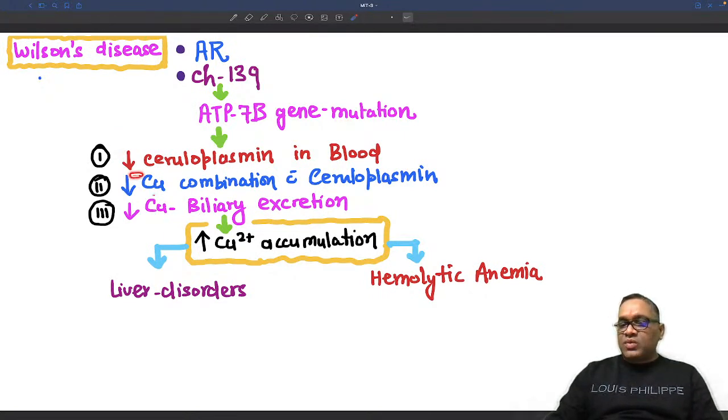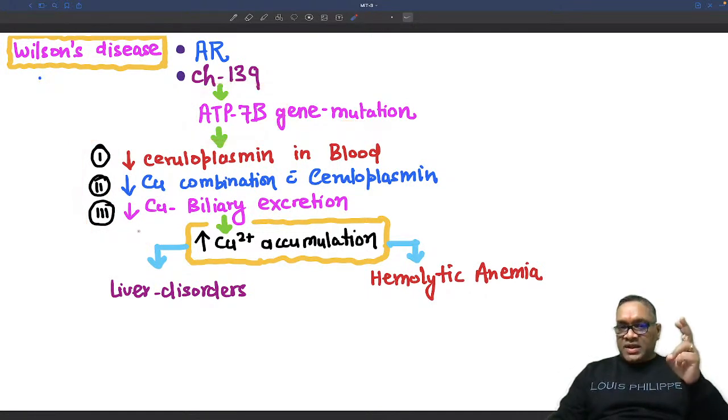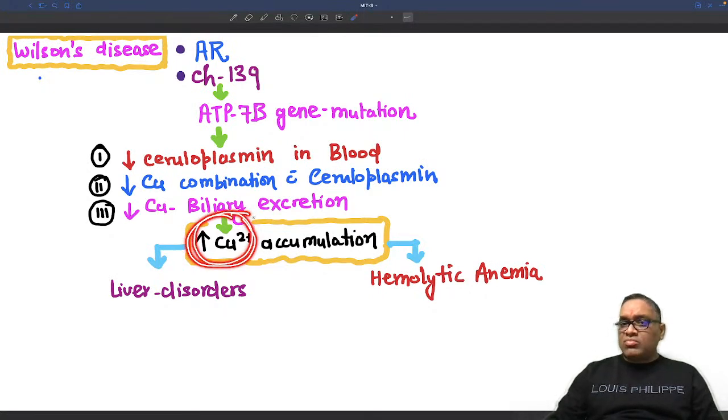If ceruloplasmin is low, what will happen? The combination of copper with ceruloplasmin will also decrease. And if the copper combination is decreased, there will be less biliary excretion of copper. And as a result, what is going to happen? So now you can see that the ATP7B gene mutation is causing all three things: decreased ceruloplasmin, decreased combination of copper with ceruloplasmin, decreased excretion into the biliary tract, and in the end, there will be more copper accumulation in the liver and the brain. So liver, brain, and other tissues, and they will also cause RBC damage, hemolytic anemia.